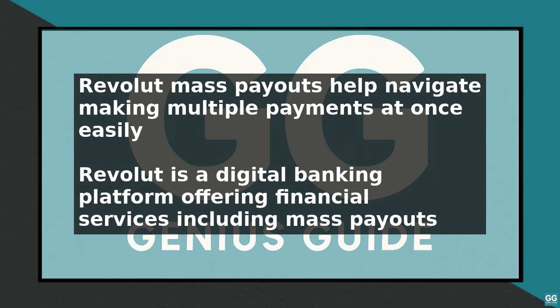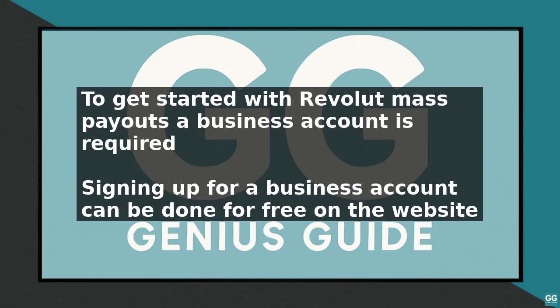The first step in making a mass payout is to prepare your payout file. This file should contain the payment details, including the recipient's name, currency, and amount. You can upload your payout file in CSV format, which can be easily generated from a spreadsheet.